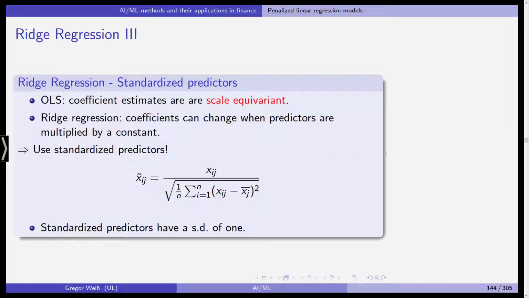That is, we take our predictor values x_ij, and we standardize them by the square root of their sample variance. In this case, the standardized predictors in our sample have a standard deviation of 1. Each has a standard deviation of 1. As you can see here, this is done for the jth variable. So for the jth predictor, we take the standard deviation of the jth predictor, and if we divide each observation by the standard deviation, then it has a standard deviation of 1. So that's what you should always do.